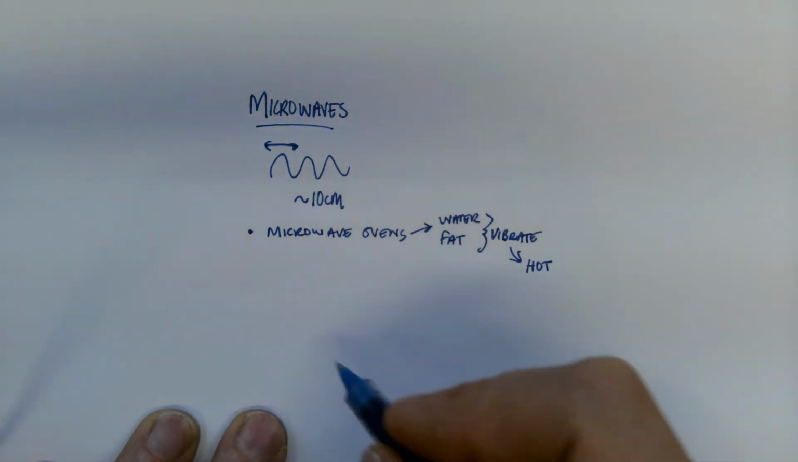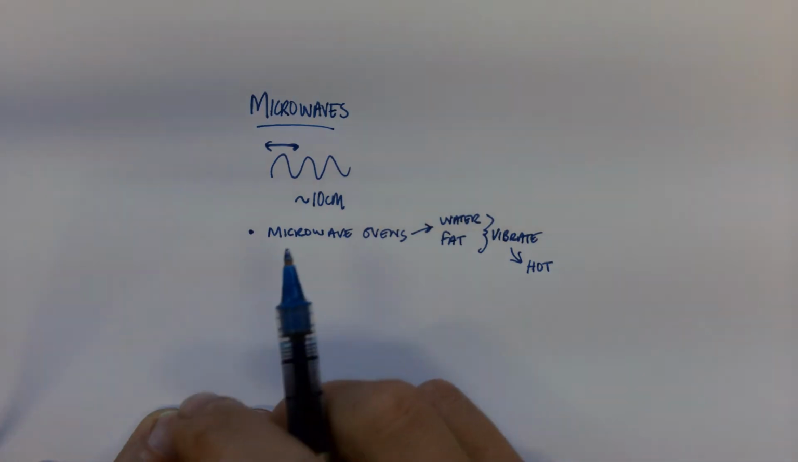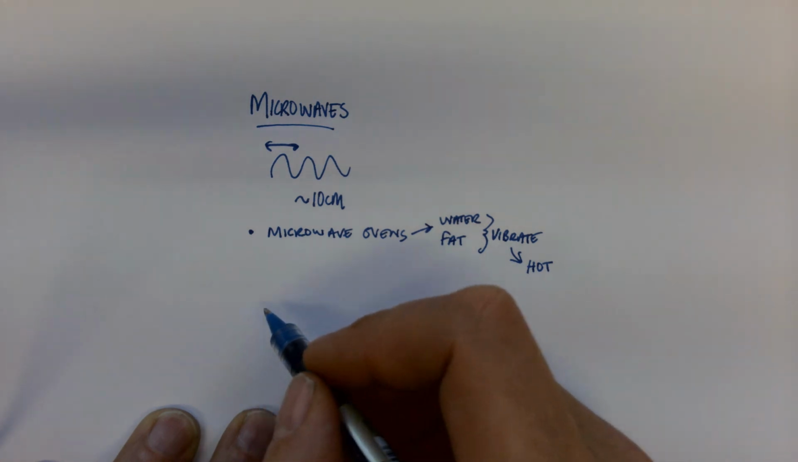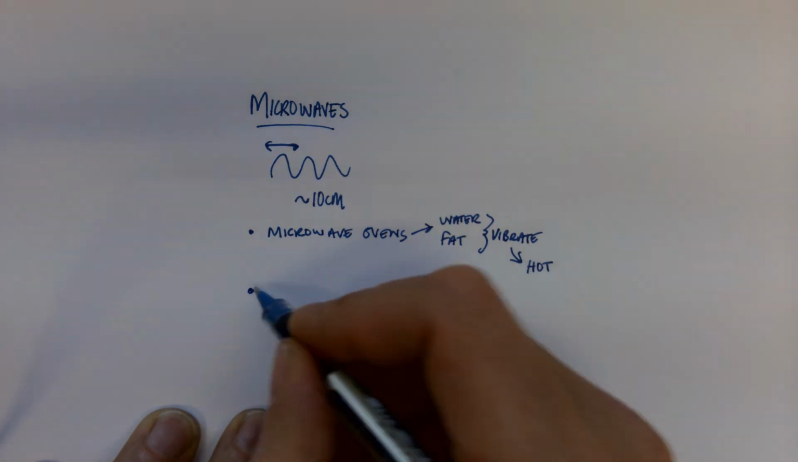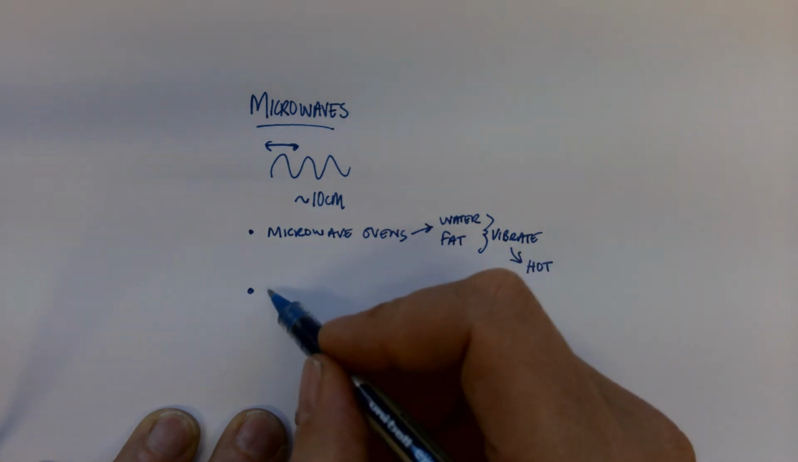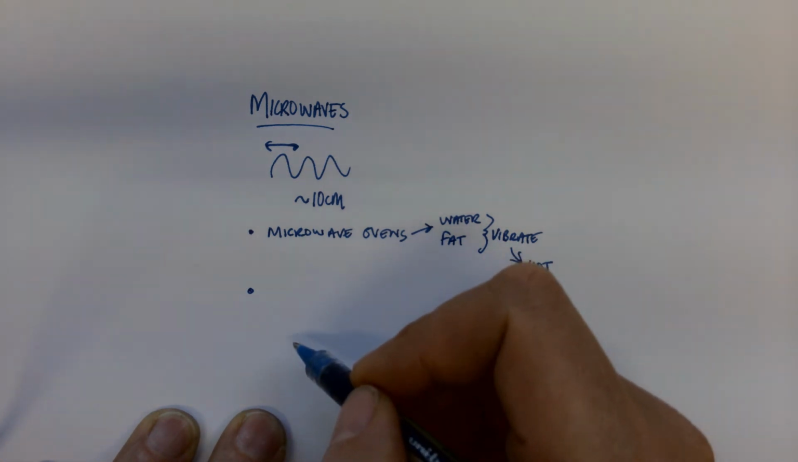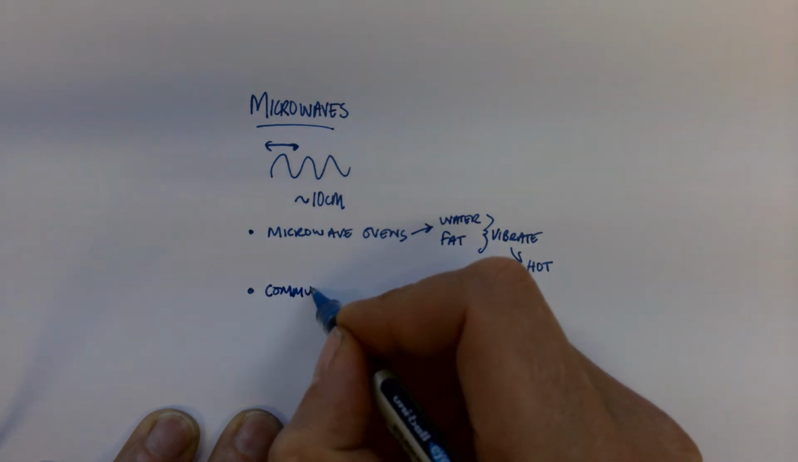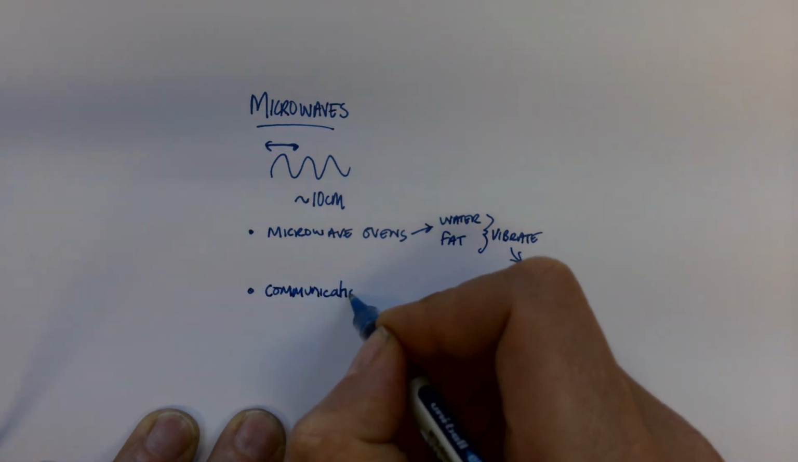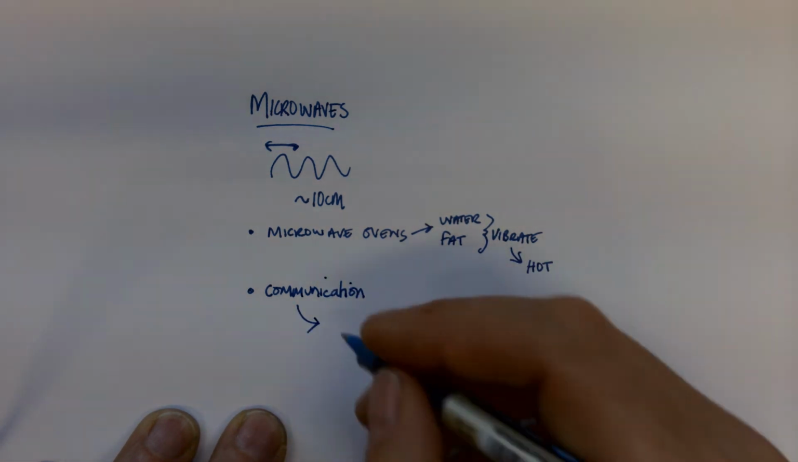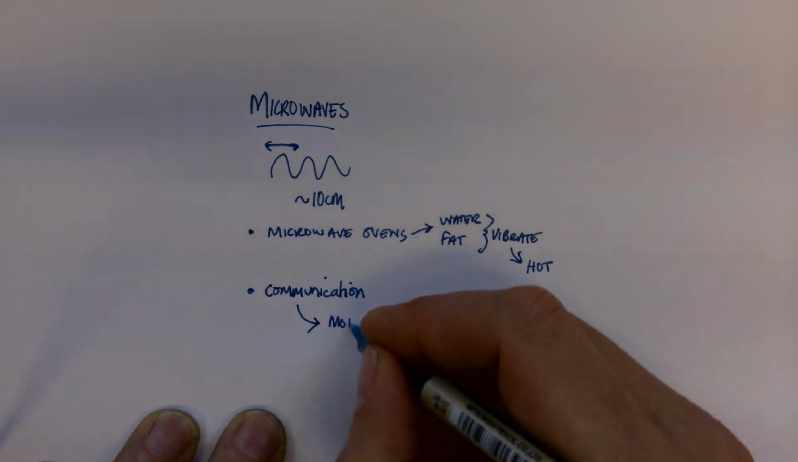But the other thing that they do, and this is probably more relevant to your lives, is that they do the same thing that radio waves do. That they can basically make electrons move up and down in wires, so they can be used for communication. And they're used in two main things. One is mobile phones.